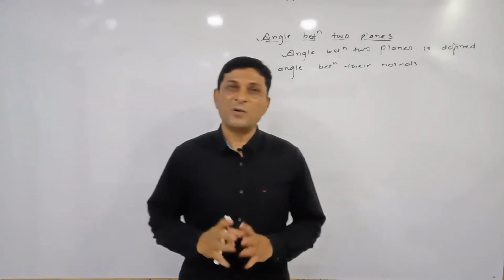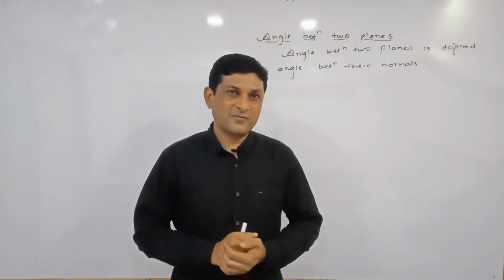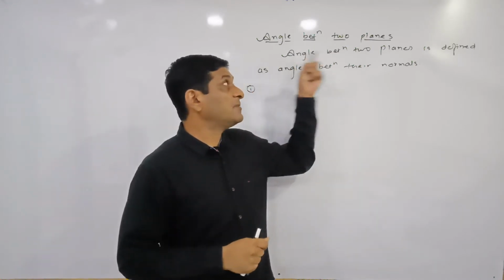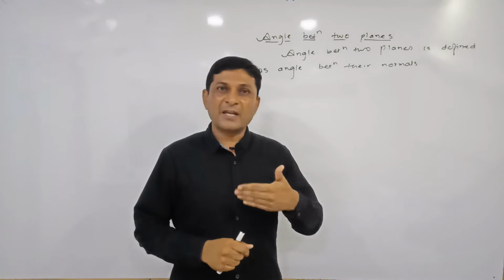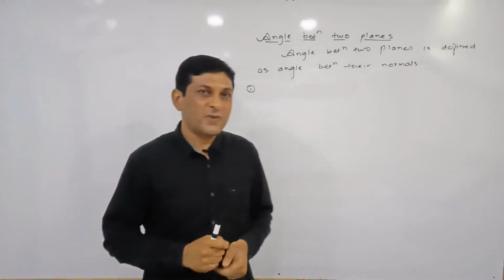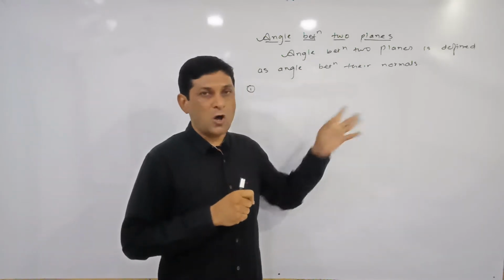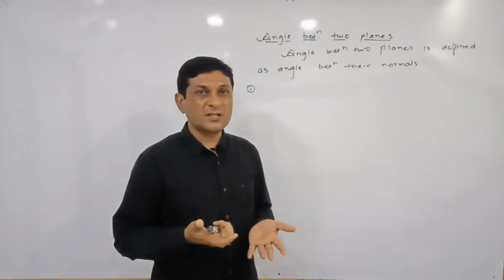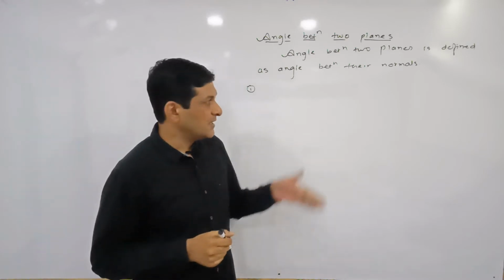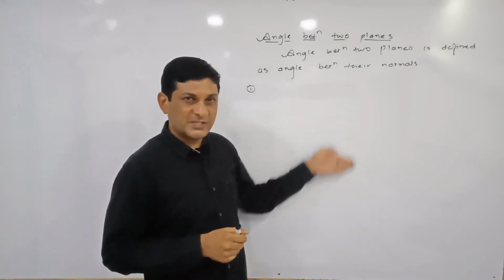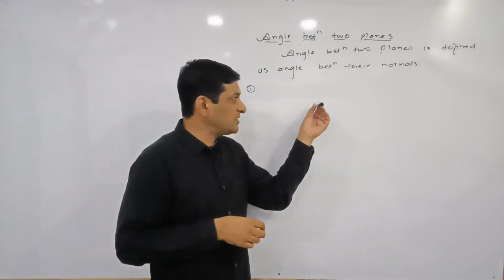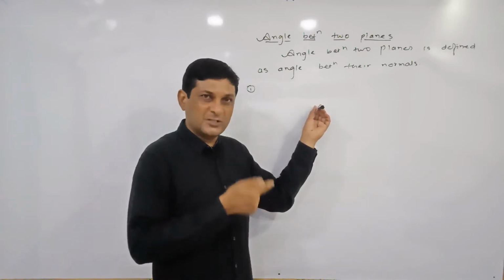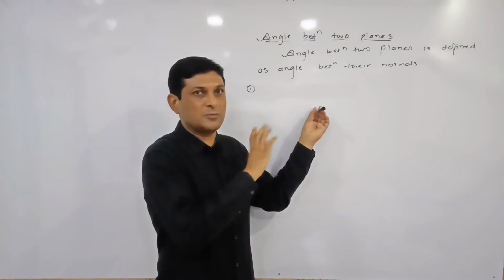Hello friends, now we are starting the last article from this chapter, that is angle between two planes. So angle between two planes is defined as angle between their normals. Now normal means what? A line perpendicular to the plane. So let us suppose that this flat surface is nothing but a plane, and if this line is perpendicular to this plane, then we can say that it is normal to the plane.